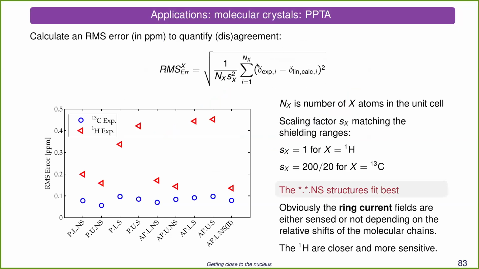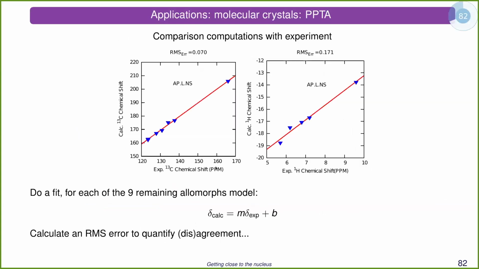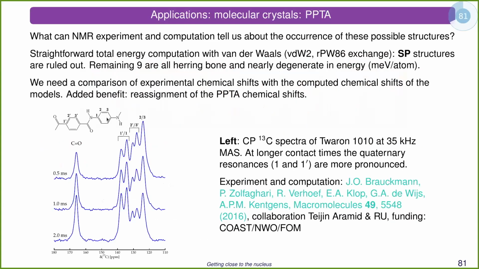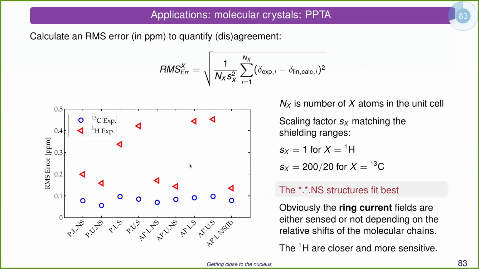And once you have done those fits, you can look at how well this matches experiment. You can define a root mean squared error where you compare the experimental and the calculated ones. And then you see very nicely that some models actually, well, for carbon, every carbon is rather insensitive, but for hydrogen, some models actually do not match at all, and some models do match very well. And this is the ring current effect that does this. This is actually that the hydrogens are in front or not in front of such a ring where they sense this effect. They come very close, the hydrogens, to the neighboring chain, and they sense this ring current effect. So in this way, you can throw away half of your systems.